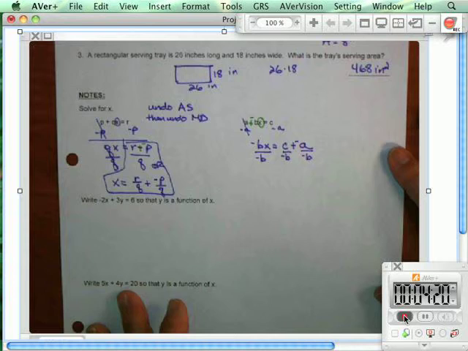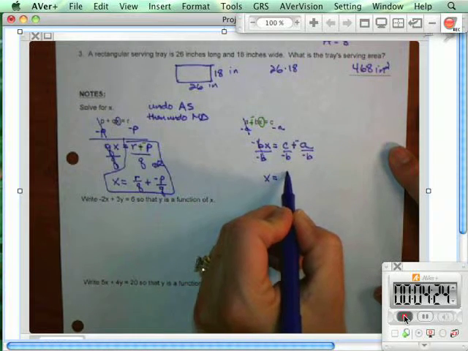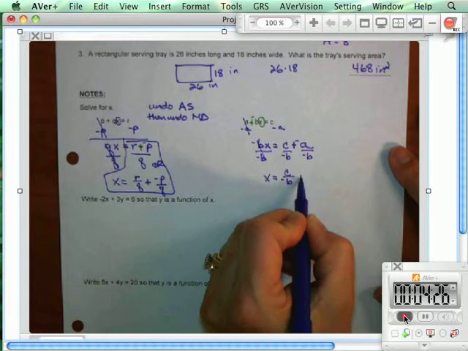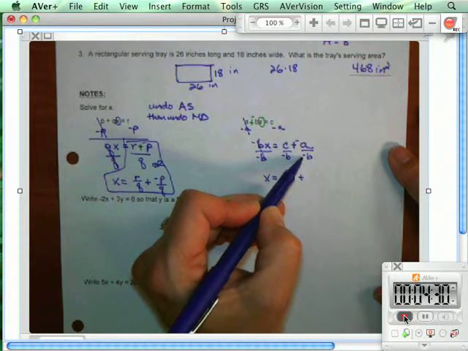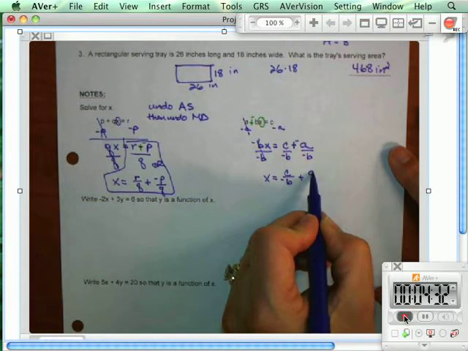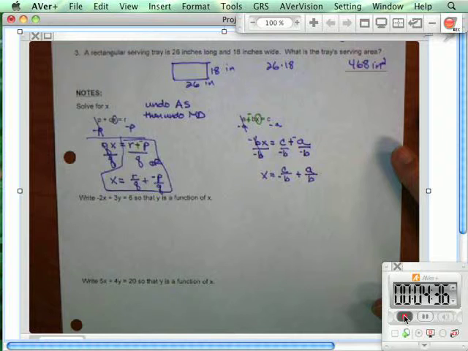You with me? Let's look at c. Now let's make it pretty. We got c over negative b plus, oh, what happens here? Negative divided by a negative becomes a what? Positive a over b. That's why it's important that you rewrite it like that. Okay?